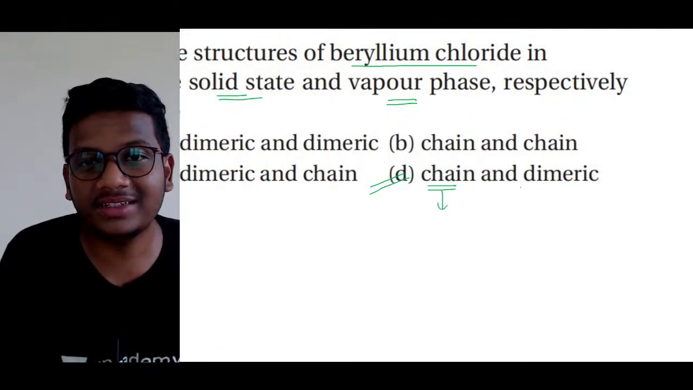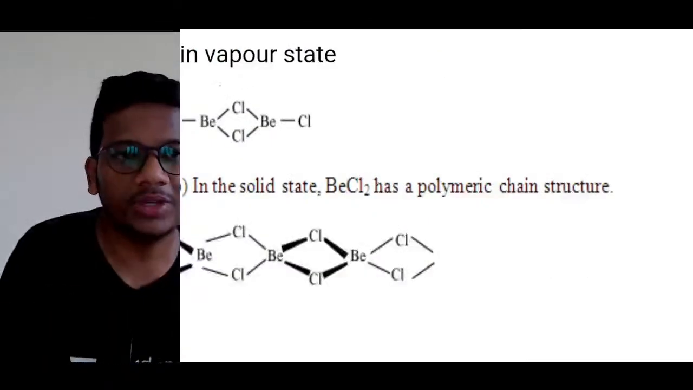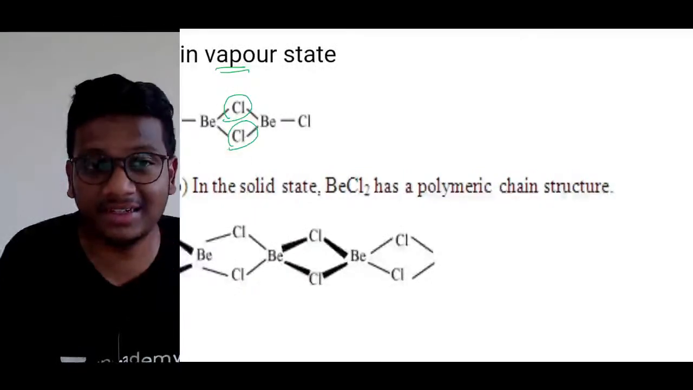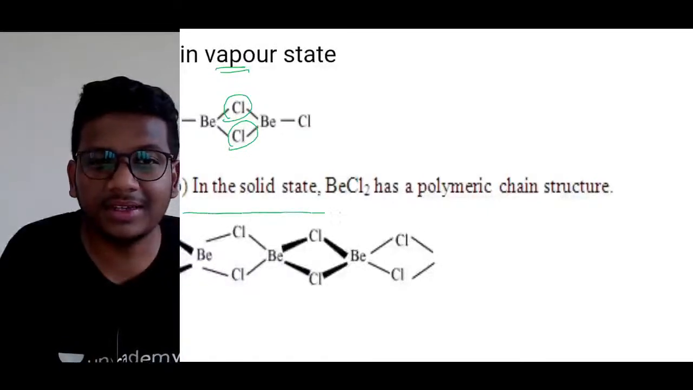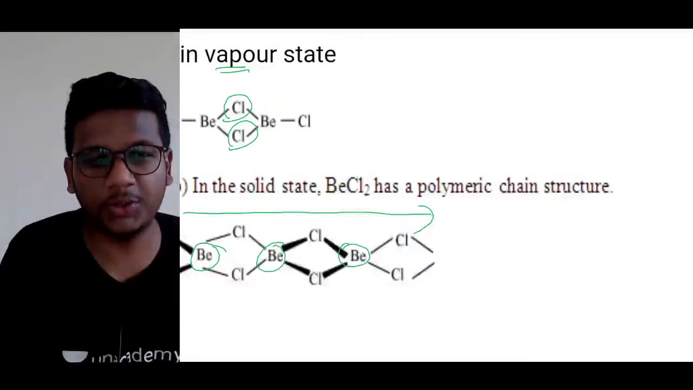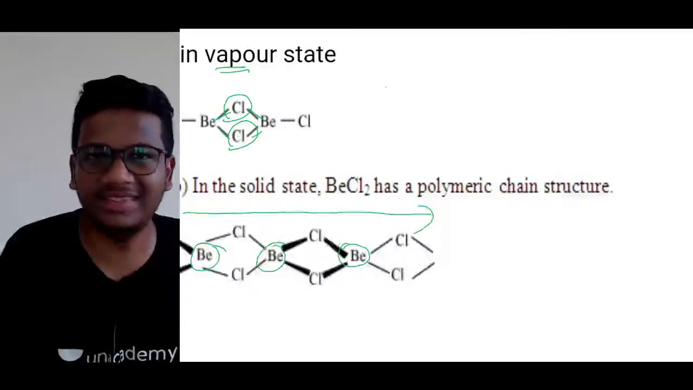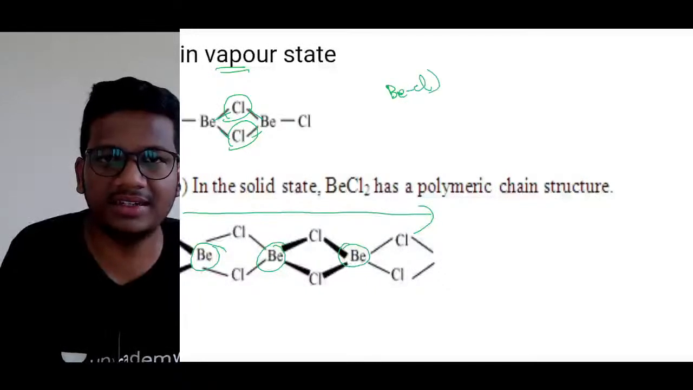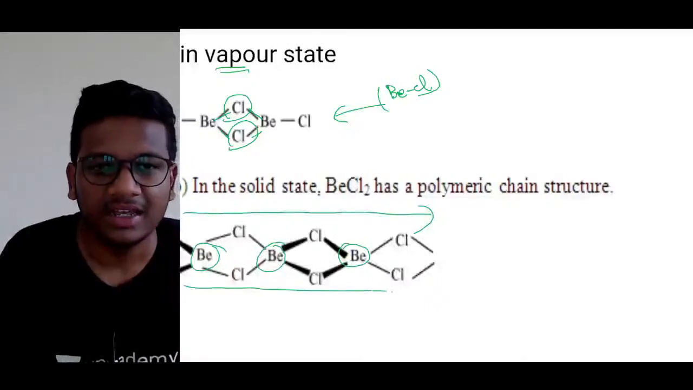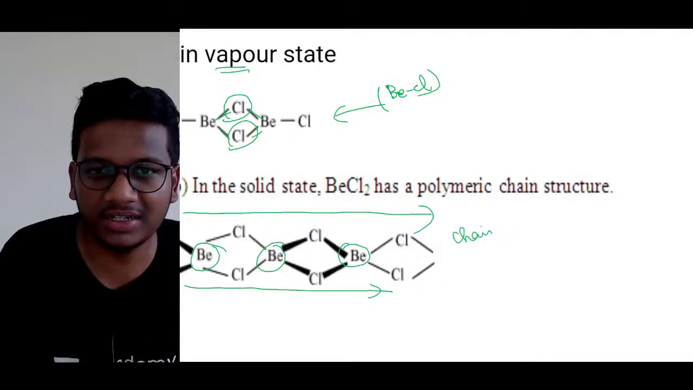The solid state is chain in structure and the vapor phase is dimeric in structure. You can clearly see the diagram here. In vapor phase, it exists as the dimer, right, guys? But in solid state, it exists as a chain. Be is the central atom here, with BeCl2 units. Here you have a dimer with the Be-Cl bond in the vapor phase, but in solid state it doesn't exist as a dimer because it exists as a chain. The dimers are present as a continuous flow.